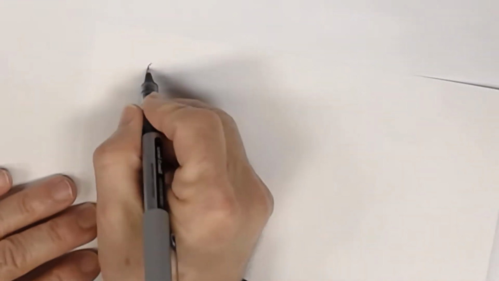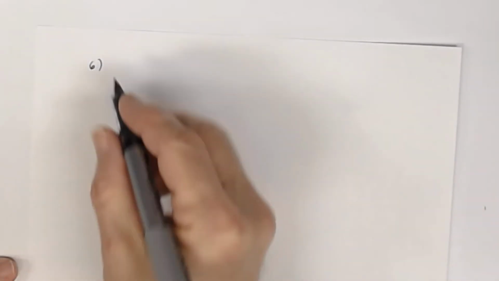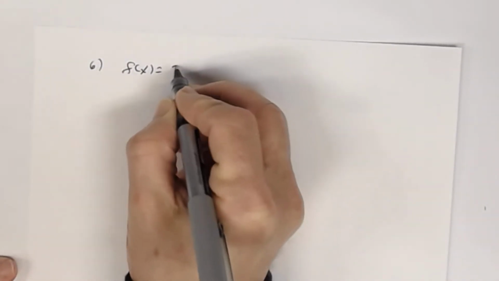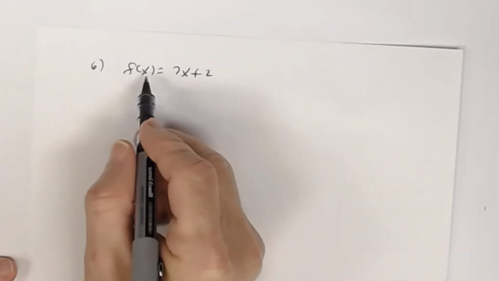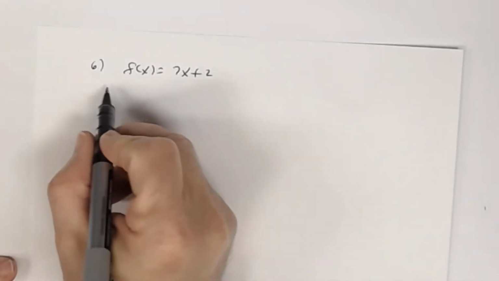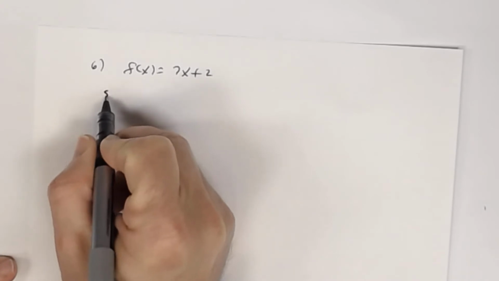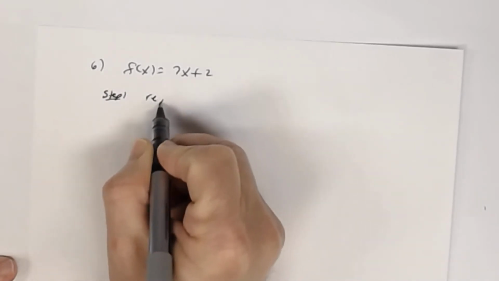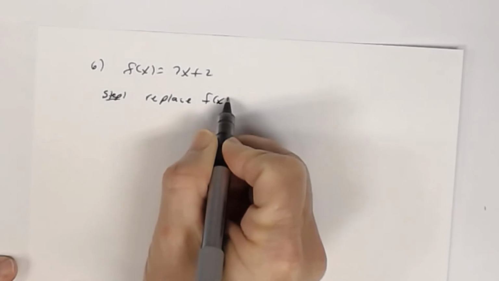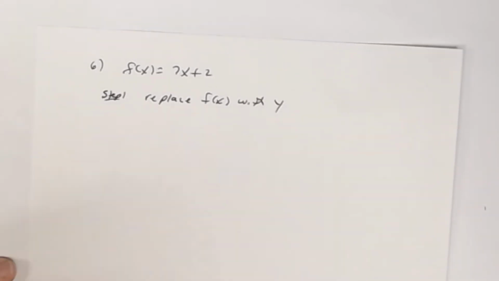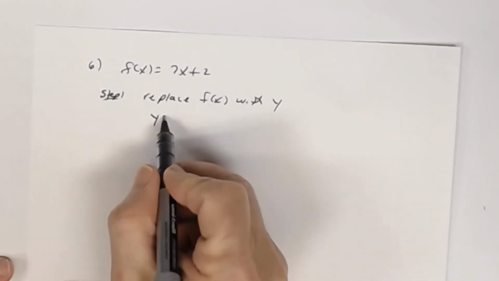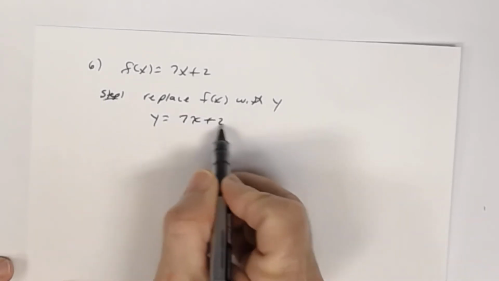So here's number 6, and remember the steps for finding the inverse of a function. We have f of x equals 7x plus 2. Step 1 is to replace f of x with y. And so therefore we get y equals 7x plus 2.